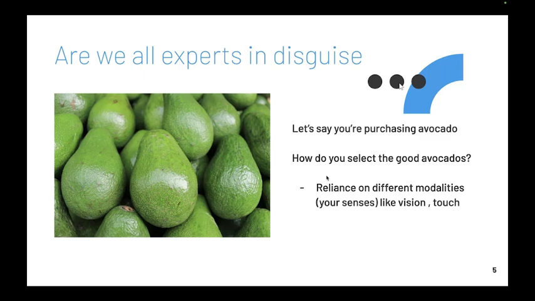So let's consider the example of avocados. Let's consider we don't have the perfect avocados. We are in Ireland. These are considered large avocados. So these are basically avocados. Let's say you had a pile of avocados, you have to decide.